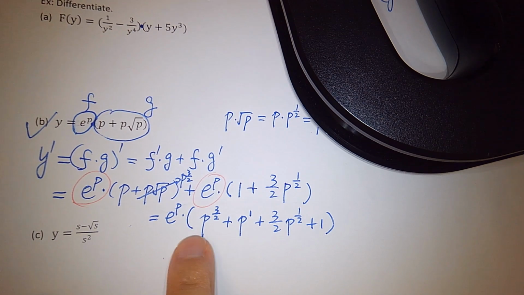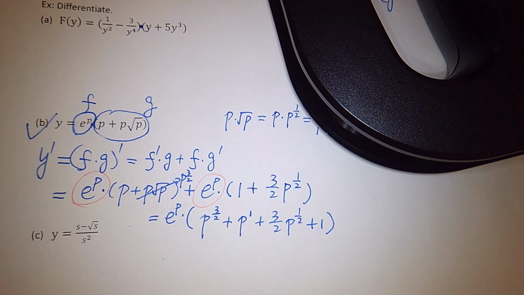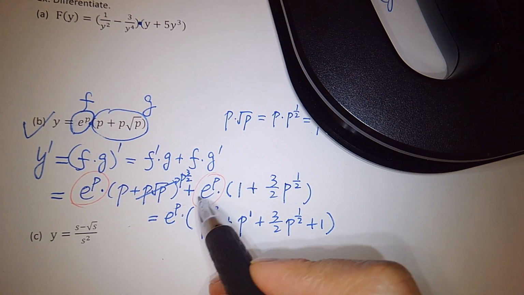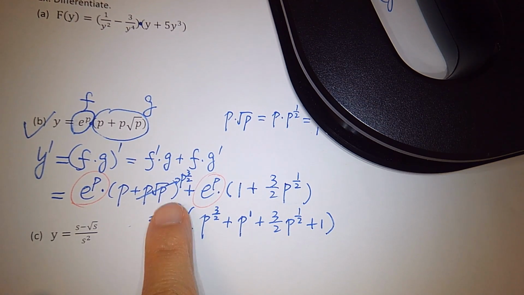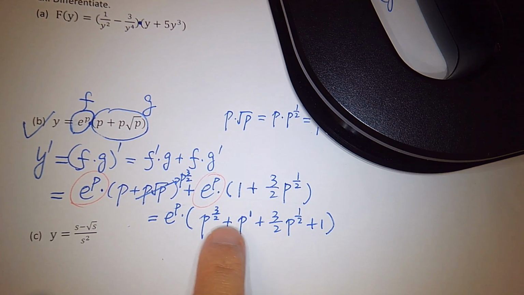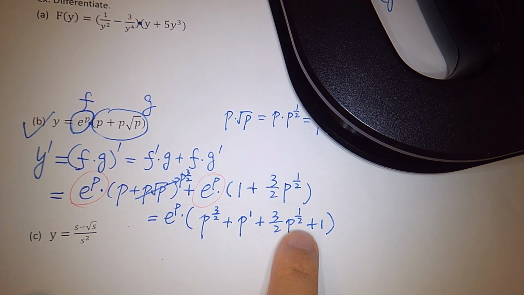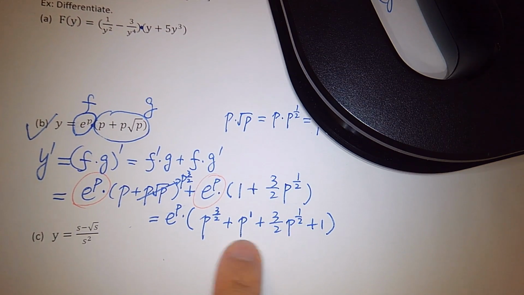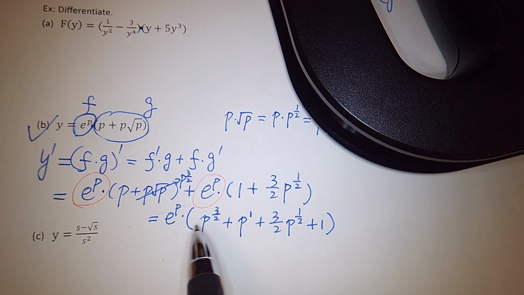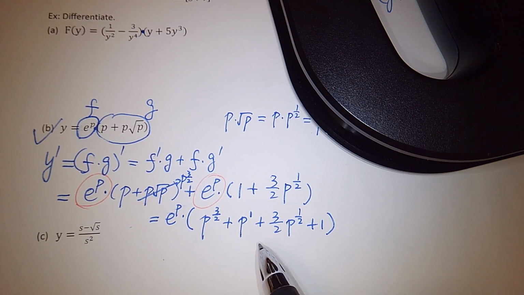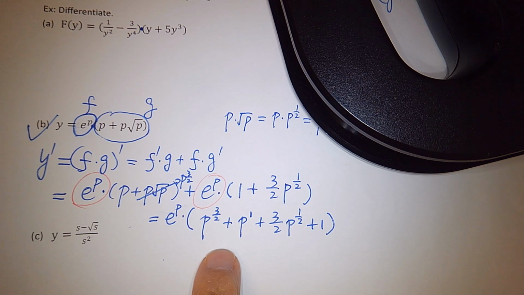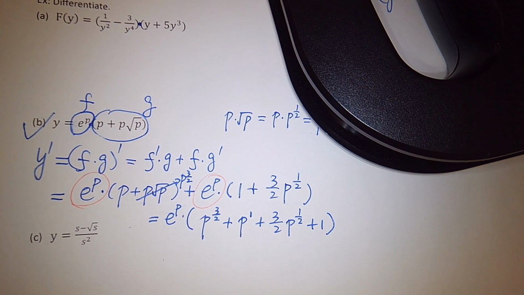I will leave this answer here. Or if someone wants to distribute, yes, you can: e to the p times this, plus e to the p times p, plus e to the p times this, plus e to the p times 1. But I'm going to leave it here. There's no way we can simplify this further, no like terms. Everybody clear about question B?